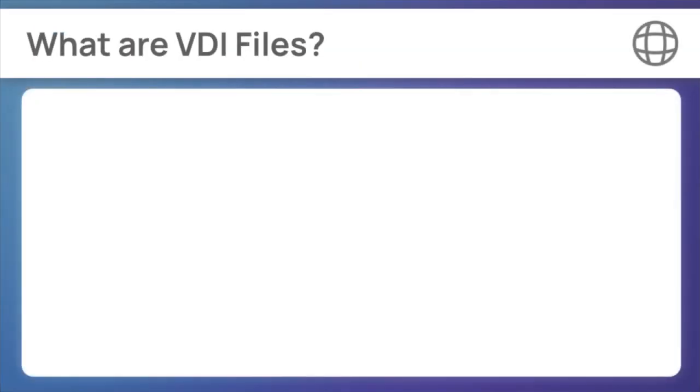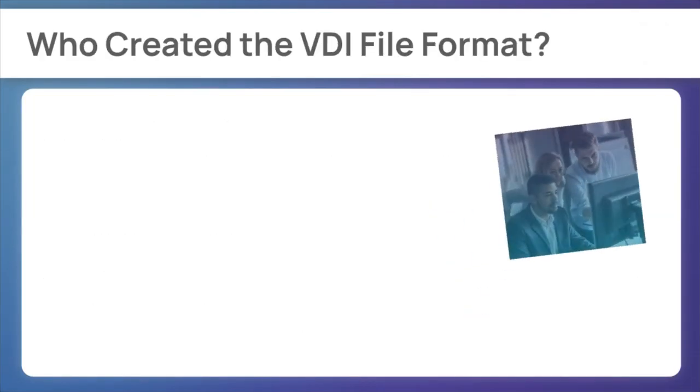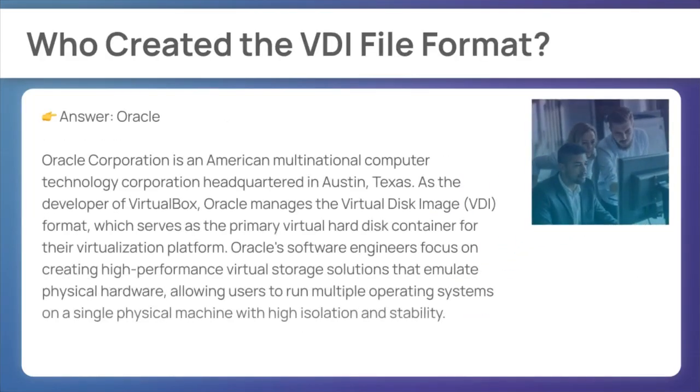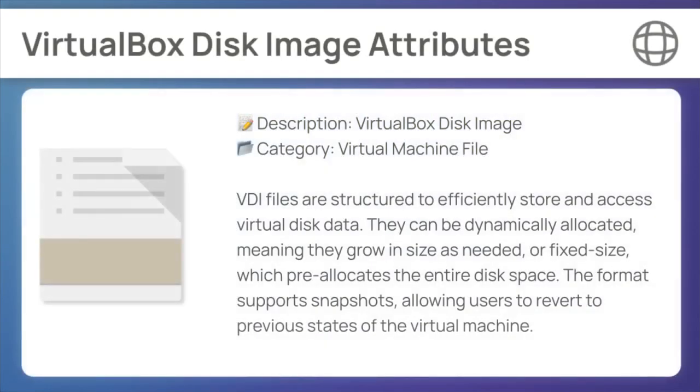A VDI file is a VirtualBox Disk Image, a format used by Oracle's VirtualBox virtualization software. It contains the complete contents of a virtual hard disk, including the operating system, installed applications, and user data. VDI files allow users to create and manage virtual machines on their computers. VDI files are structured to efficiently store and access virtual disk data.